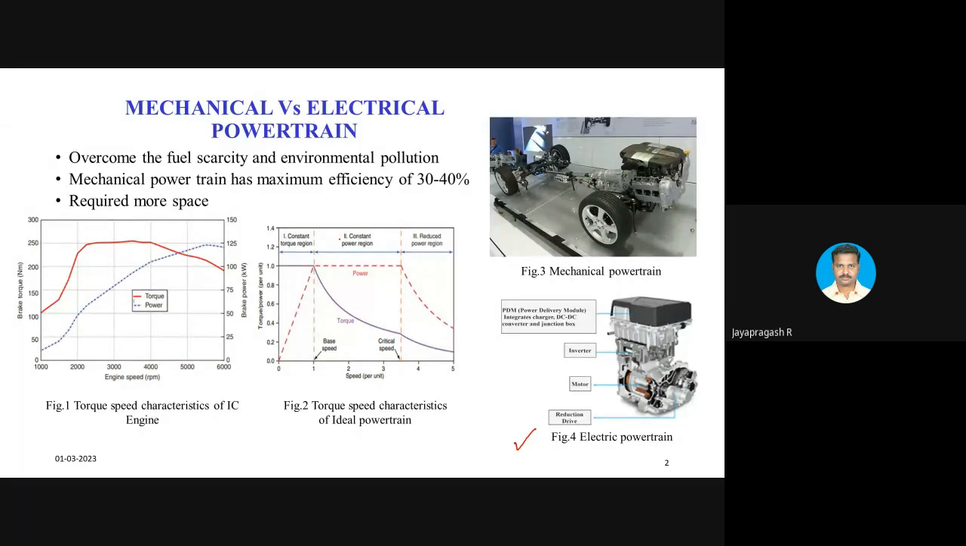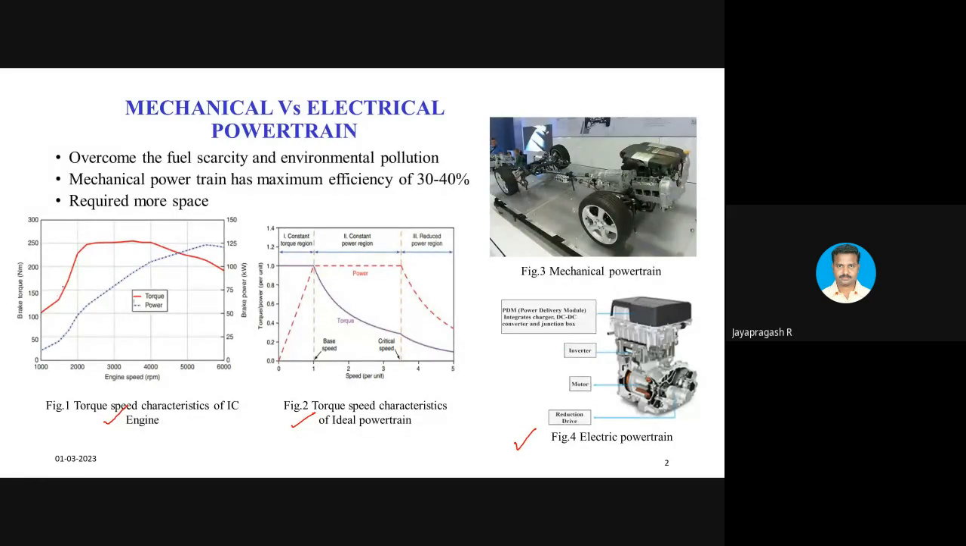Coming to the electrical vehicle, if we are using an electrical motor and the electrical powertrain, we have to understand the torque speed requirement of an electric motor that we are using in the electric powertrain. To understand it, we have compared the torque speed characteristics of IC engine with the torque speed characteristics of the ideal powertrain that we are using in the electric vehicle.